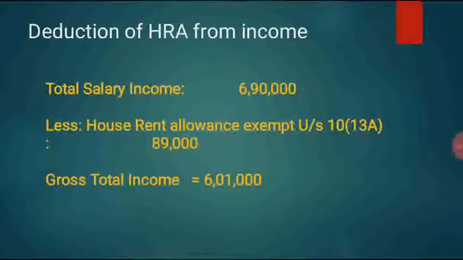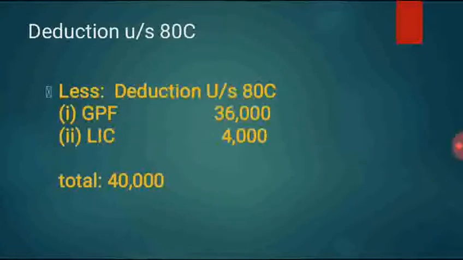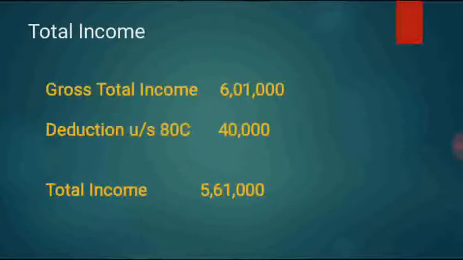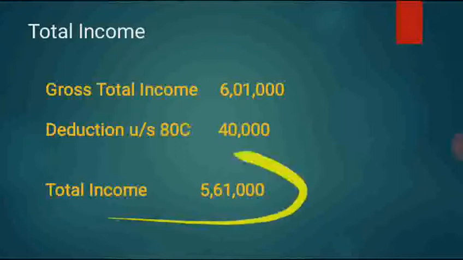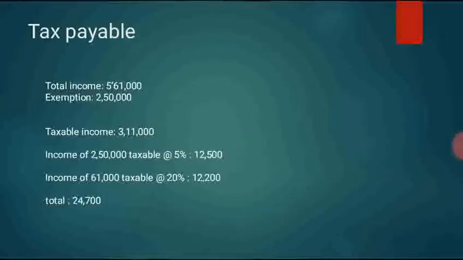So there are some deductions to be made under section 80C. We will deduct GP fund, we will deduct SLI premium. That amounts to 36,000 plus 4,000. The total is 40,000. So the gross total income is 6,01,000 after we have deducted HRA under section 10 subsection 13A, and we have made deductions under section 80C to the tune of 40,000. So the total income is 5,61,000, which is to be taxed. Since the total income is rupees 5,61,000, 2,50,000 out of 5,61,000 has already been exempted. So you don't need to pay any tax for rupees 2,50,000. So the taxable income in this case is rupees 3,11,000.